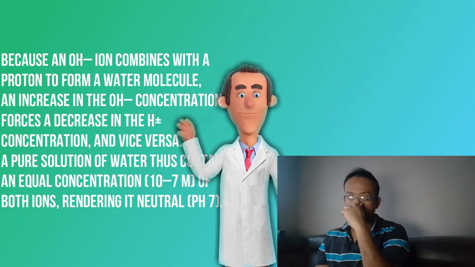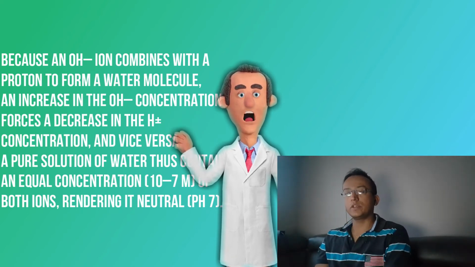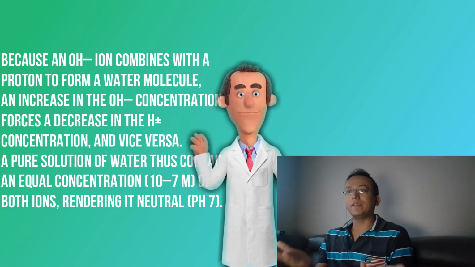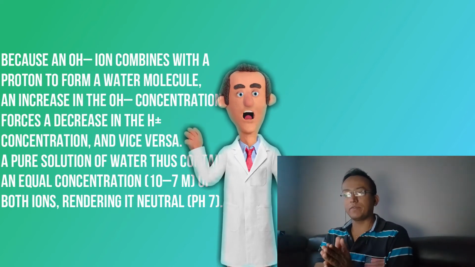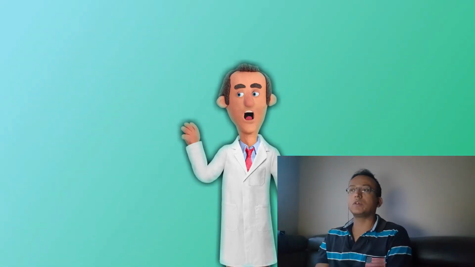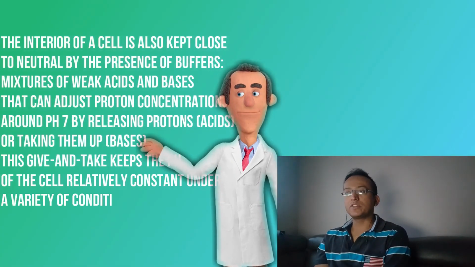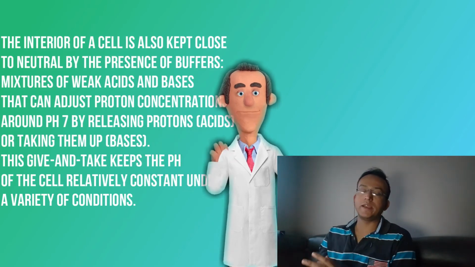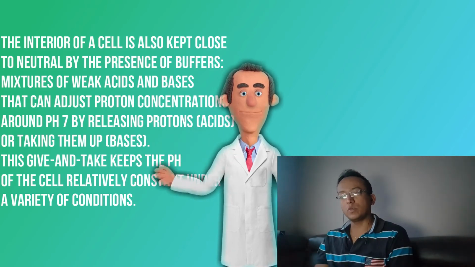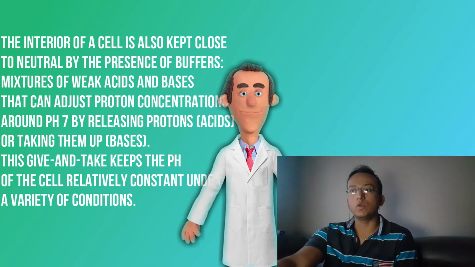A pure solution of water thus contains an equal concentration of both ions, rendering it pH neutral at 7. The interior of a cell is also kept close to neutral by the presence of buffers, mixtures of weak acids and bases that can adjust the proton concentration, and they are referred to as buffers.